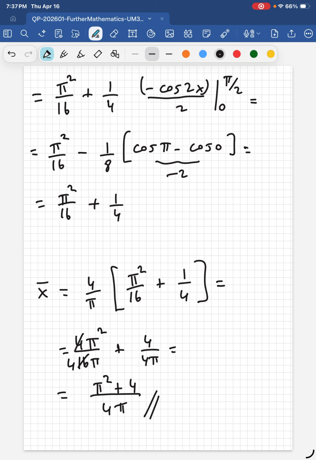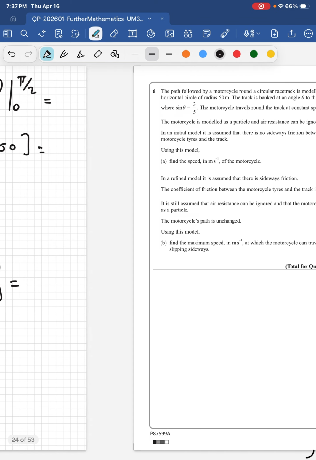Okay, difficult problem in terms of math. I mean, you have to perform a few integrations, but straightforward. Okay, and that was question 5, and we are ready to move on to question 6. Okay, let's move on.